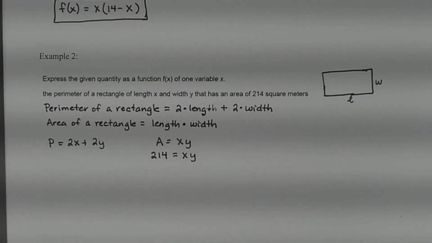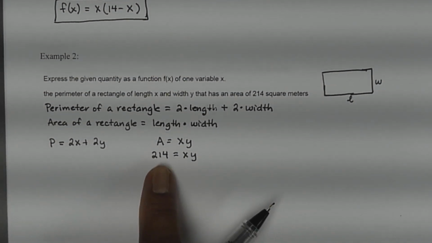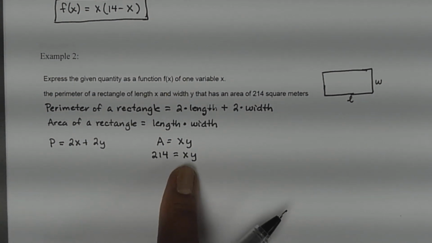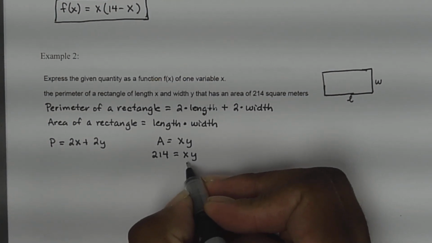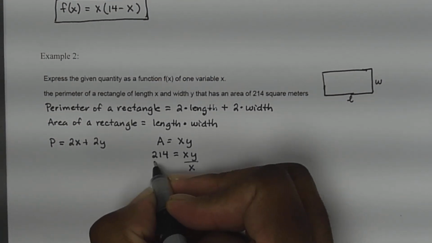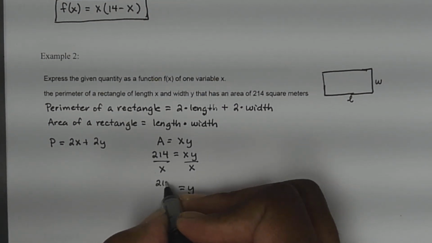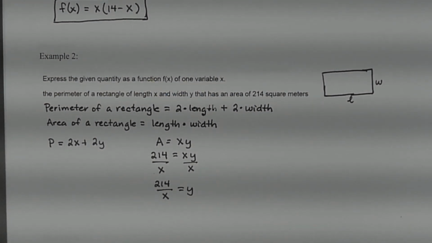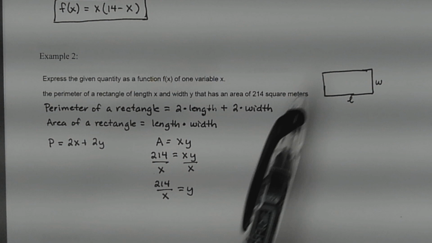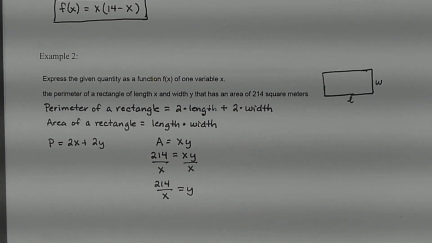Now, what I'm going to do here is take the area equation right here, 214 is equal to x times y, and I'm going to go ahead and solve that equation for y. So to get y by itself, since it's multiplied by x, I'm going to go ahead and divide both sides by x. So that means y is equal to 214 divided by x. Now the reason why I did that is because I want the function to be in terms of x. My f of x function has to be in terms of x.